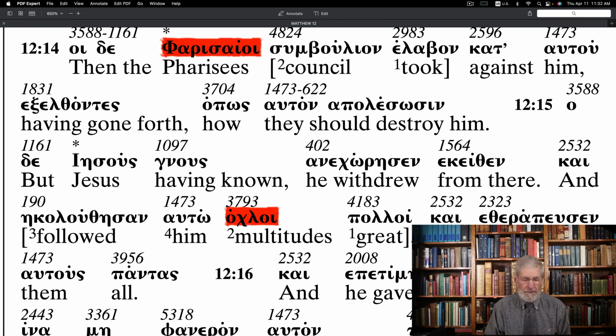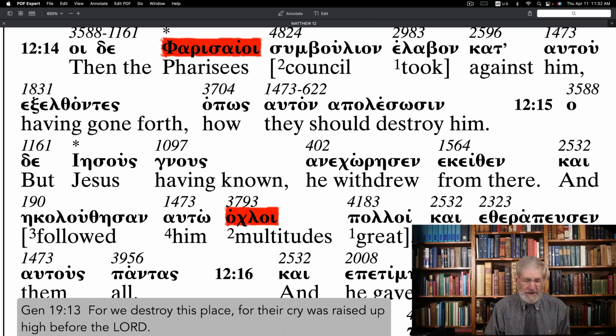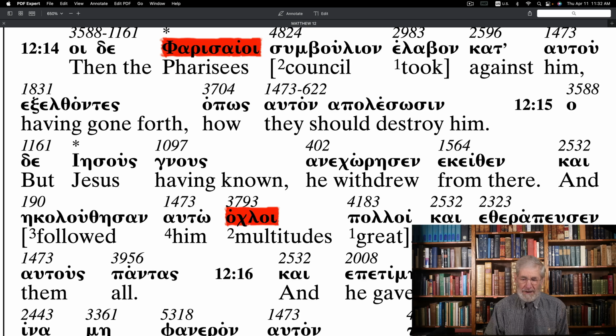Now here's another word. If it's in the active, if you're actively doing something, the word would be destroyed. But if the word was passive, something that's happened, the word perish is used. And we see in Genesis 19:13 where it says, "For we destroy this place, for their cry was raised up high before the Lord," and that were the angels of Sodom going into Sodom to destroy the place. They're going to destroy Sodom.